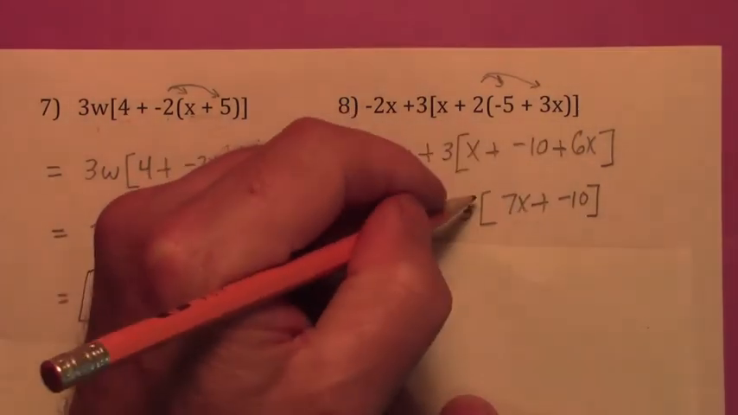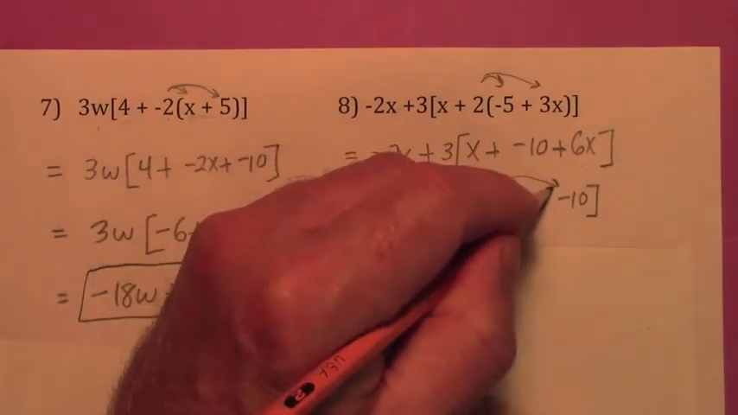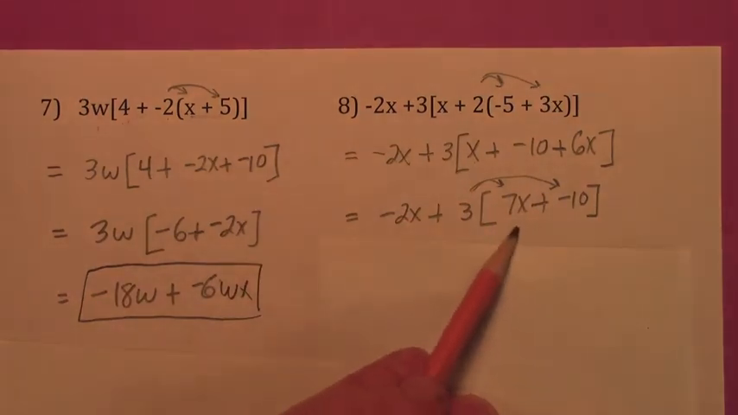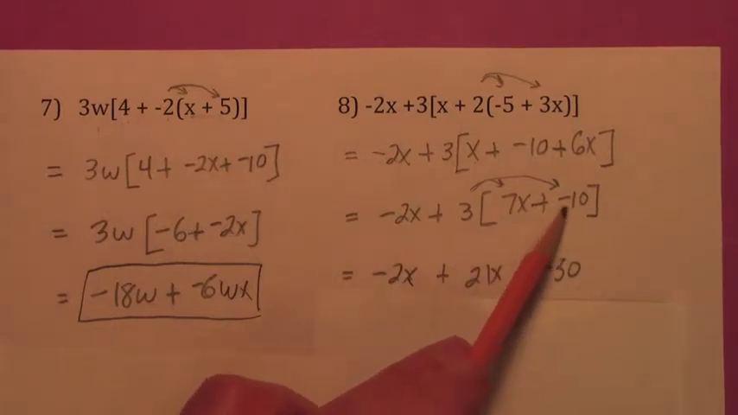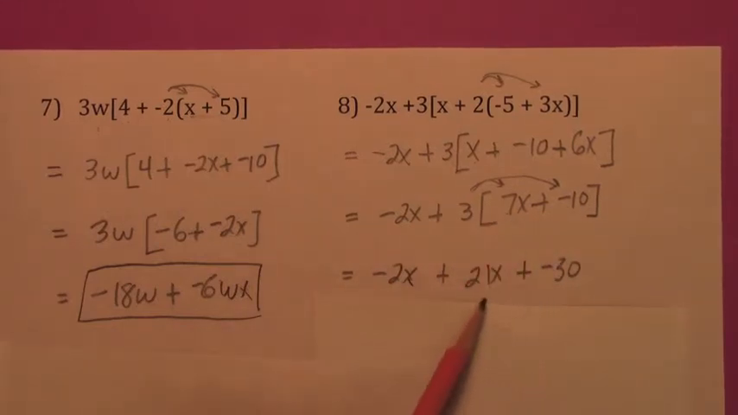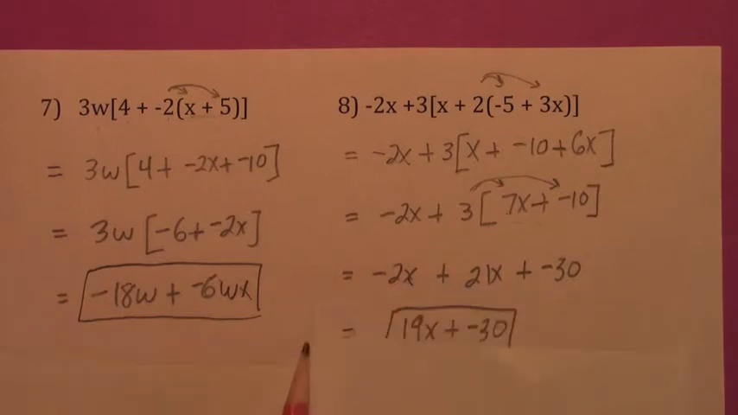This 3, don't forget, it has to multiply each of these. And when you multiply the 3 by each of them, what I was saying earlier is notice the parentheses are gone. That's what the distributive law says. When you use the distributive law, you don't need these parentheses anymore. In fact, if you put them there, it would be very confusing. Add like terms, this becomes a 19x plus negative 30.